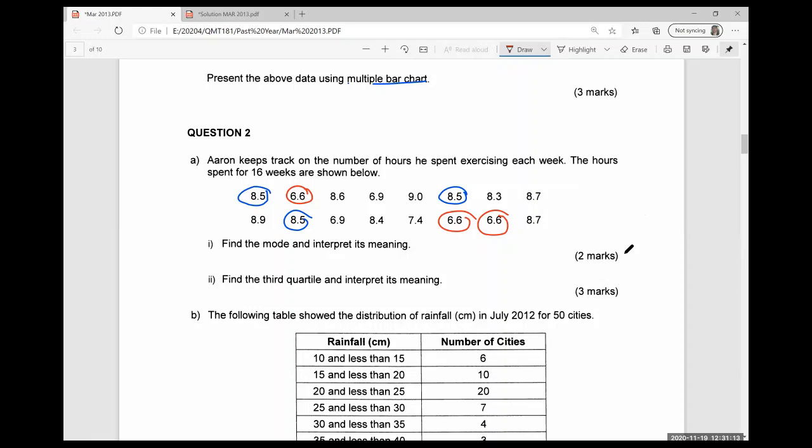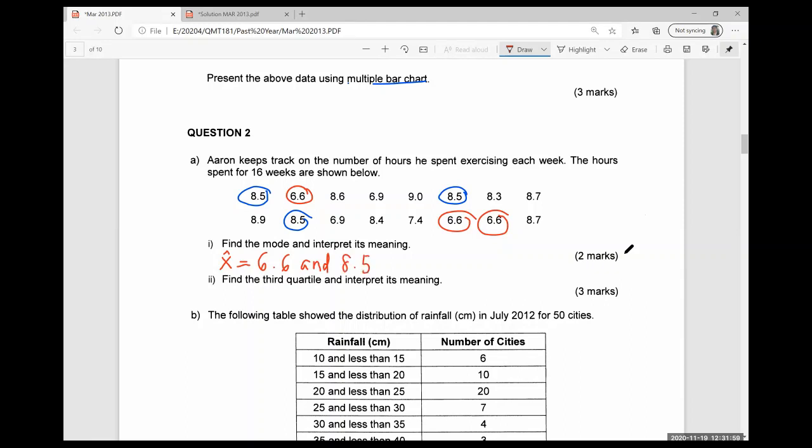No, right? So that means in this situation, 8.5 and 6.6 both occur 3 times, while other values occur only twice or once. So in this situation, you have multiple modes. Okay, so the mode here, x hat, is equal to 6.6 and 8.5.